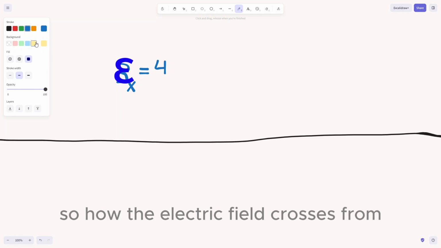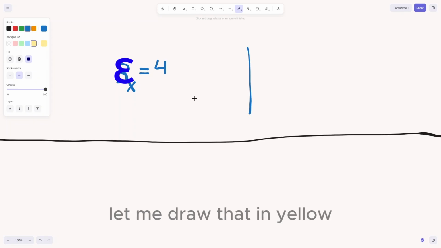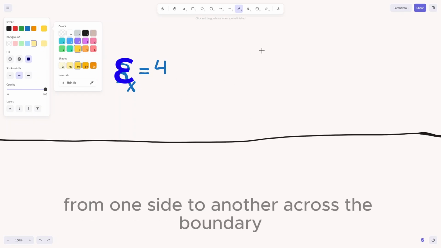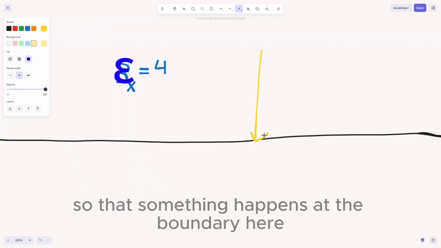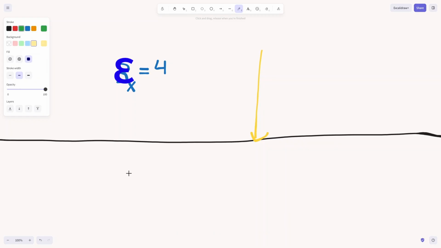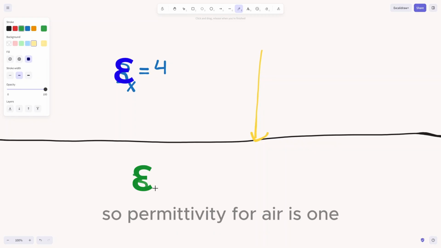So how the electric field crosses, let me draw that in yellow, from one side to another across the boundary. So something happens at the boundary here. So let's say the other medium is, let's draw that in green, the air gap. The permittivity for air is 1.